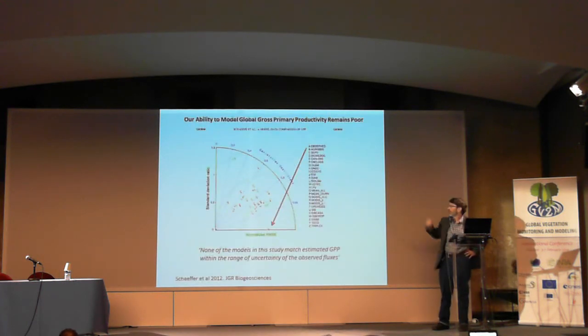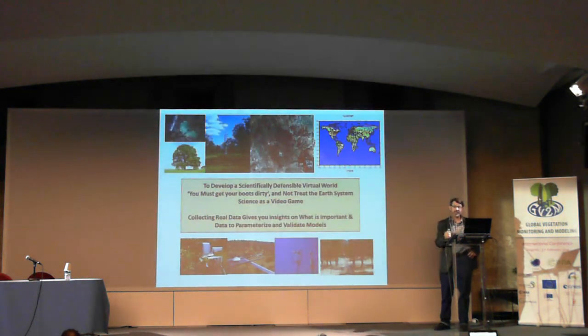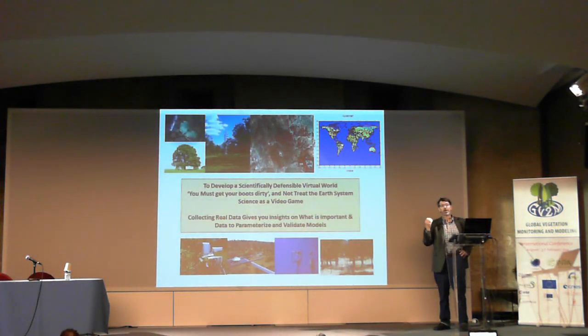Now, when you look at the comparisons from a lot of these global models with real data, they're way off. Schaefer says none of these models match estimated GPP within the range of uncertainty. Well, my criticism is most of these models tend to ignore sun-shade effects and are essentially just big leaf models. So it gets back to this issue of we've got to get dirty. We've got to get out in the field. You've got to touch the system you study. You really have to collect data to get some insights into what's going on.